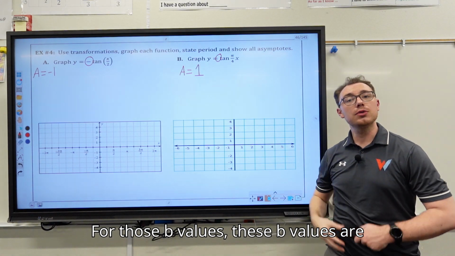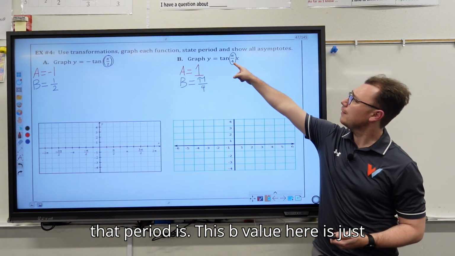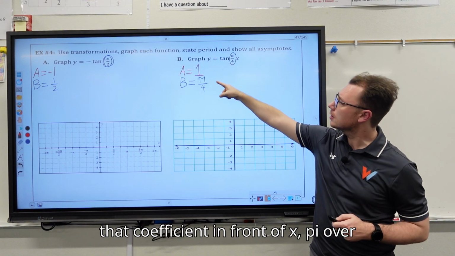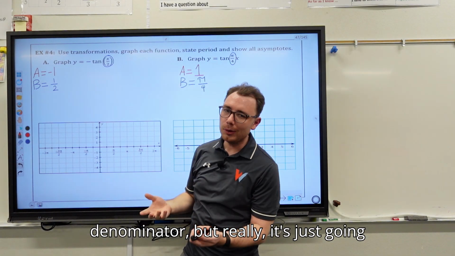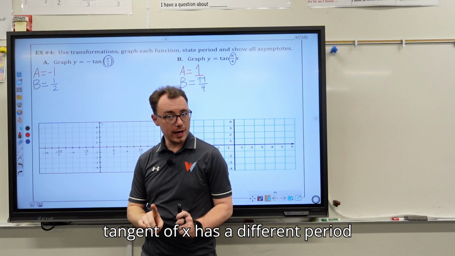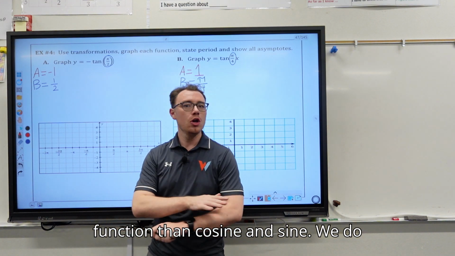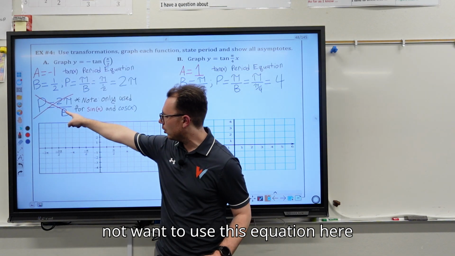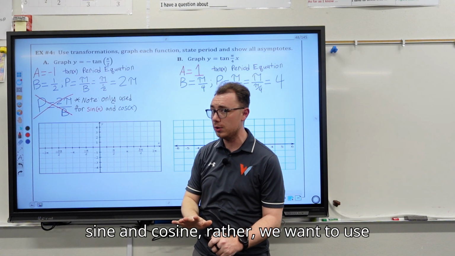For those B values, these B values are going to be used to help us identify what that period is. This B value here is just that coefficient in front of x, pi over 4, while the B value here is just that denominator, but really it's just going to be 1 over 2. Now, tangent of x has a different period function than cosine and sine. We do not want to use this equation here for tangent of x. It's just used for sine and cosine.